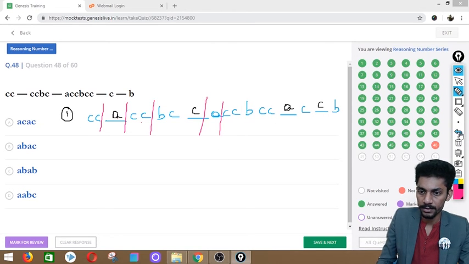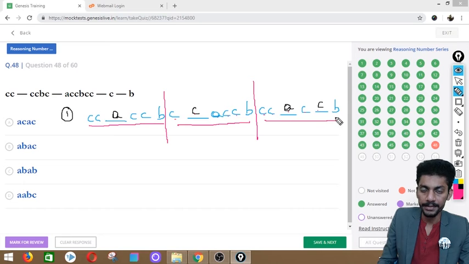Instead of this, I'll tell you a simple method. See, you have CC, ACC, correct? CC, ACC, B. This is one pattern. CC, ACC, B. This is one more pattern. All the patterns follow the same rule. CC, ACC, B, CCA, CCB, CCA, CCB. So we got a pattern which is followed in everything, and which we got from option 1.